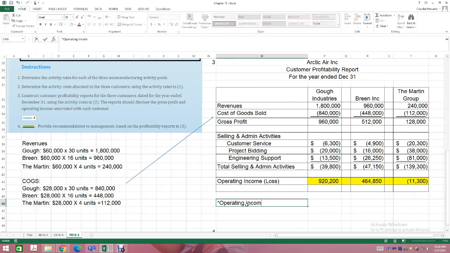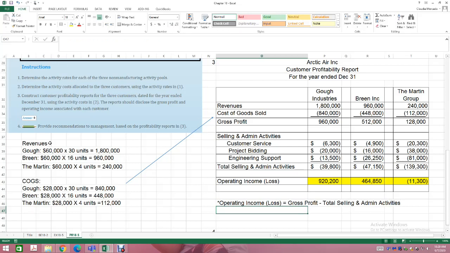Operating income or loss is equal to your gross profit minus your total selling and admin activities. So that is how you calculate it.